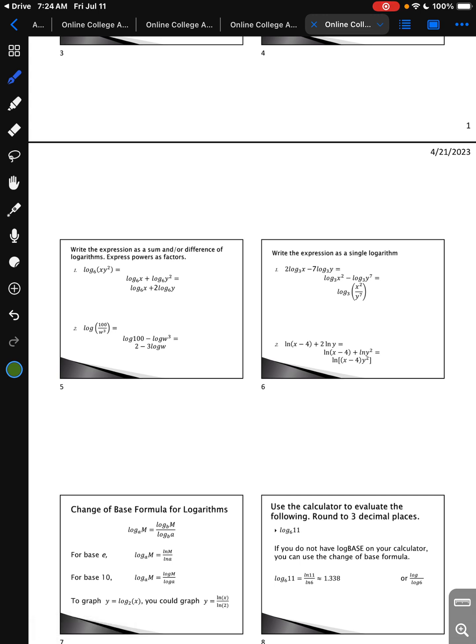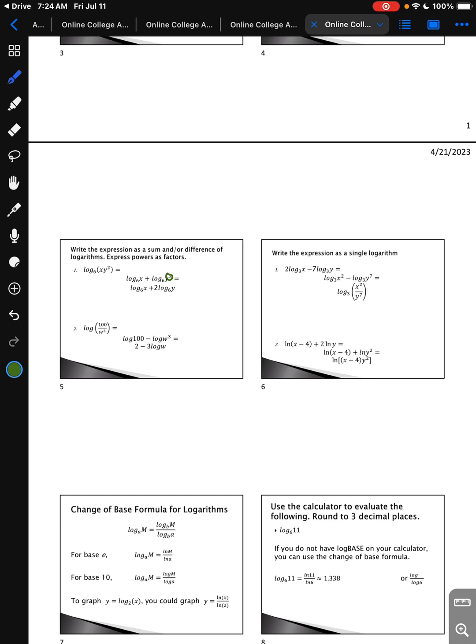So if I have log base 6 of xy squared, now that is a multiplication problem, so that means addition. When I have log of a product, you're going to split into addition. So that's the same as log base 6 of x plus log base 6 of y squared. Now, there's an additional rule here. You can take this squared and move it to the front. So that ends up being log base 6 of x plus 2 log base 6 of y.